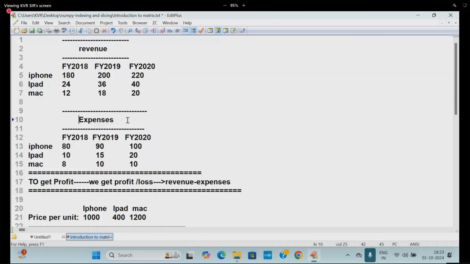Suppose expenses 1, expenses 2. In quarterly some expenses, another quarter some more expenses, 4 quarters in a year, for every 3 months some expenses they will prepare. 4 quarters will come. So the financial year total expenses are what? 3 months expenses plus another 3 months, another 3 months, another 3 months. These 4 expenses will be added. That is called matrix addition only.